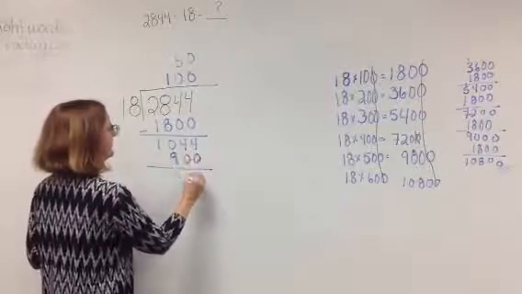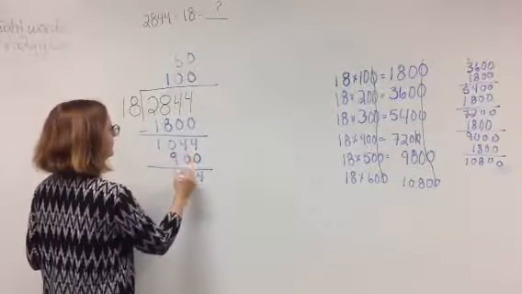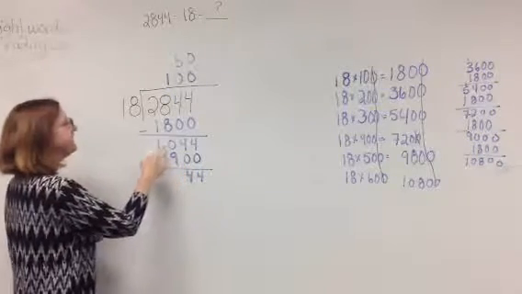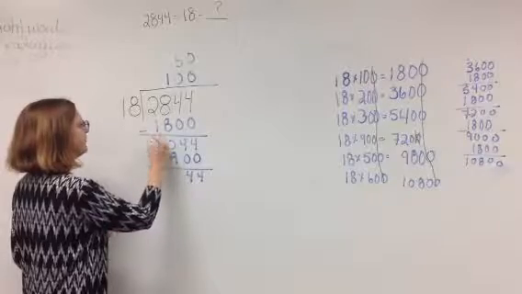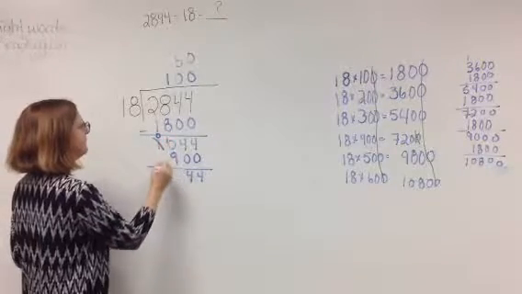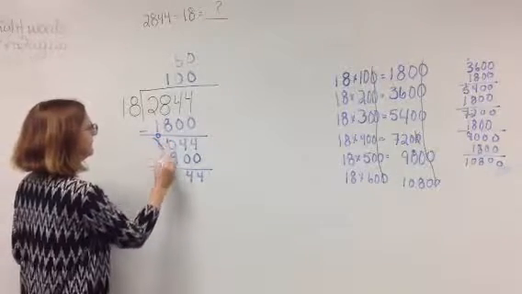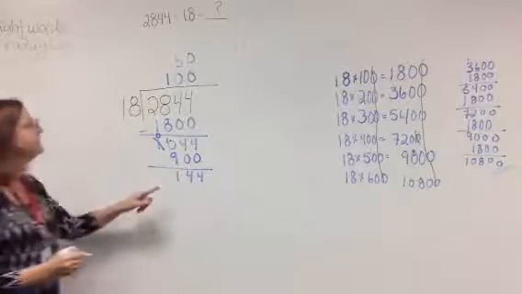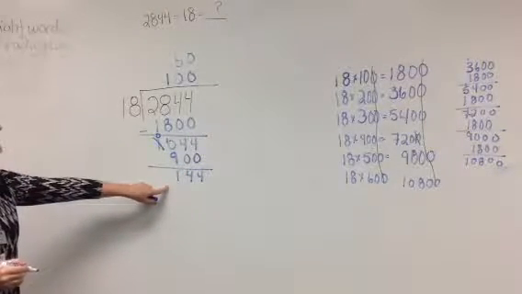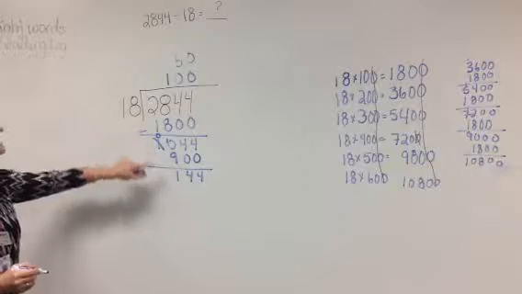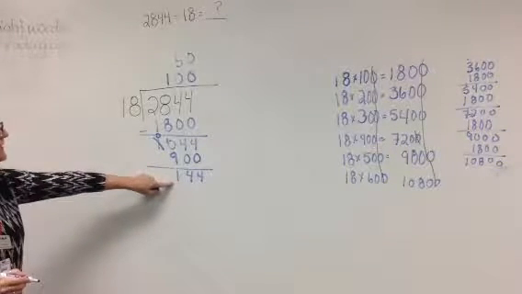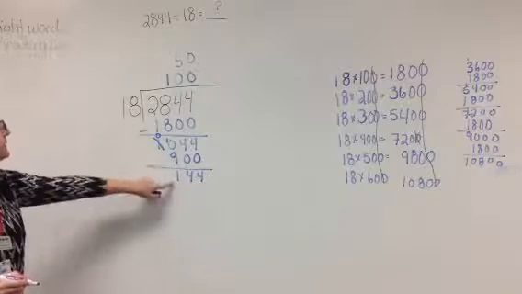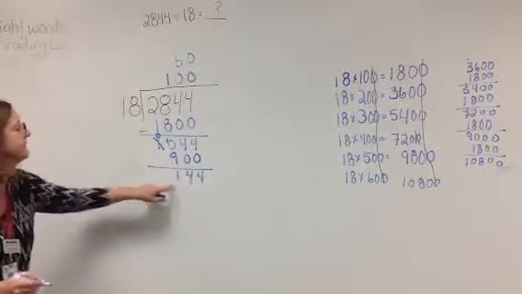4 minus 0 is 4. 4 minus 0 is 4. I cannot subtract 9 from 0, so I'm going to regroup. I'm going to make this 0 and make this 10, and I'm going to say 10 minus 9 is 1. So I have 144. I'm still not done because I have more numbers. I didn't get to 0.